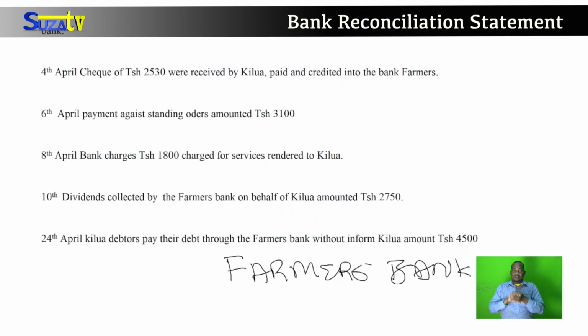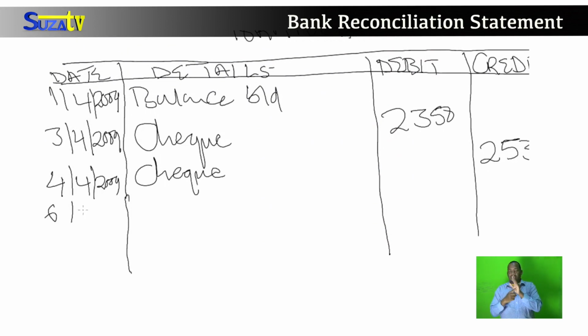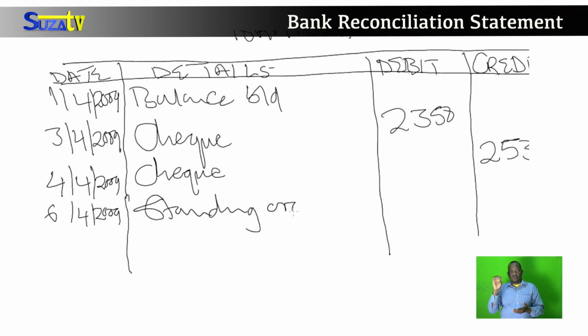On 6th April, payment against standing order amount of Tanzania shillings 3,100. On 6th April 2009, you put standing order, shown in the debit. Minus from the balance, you get 23,080.